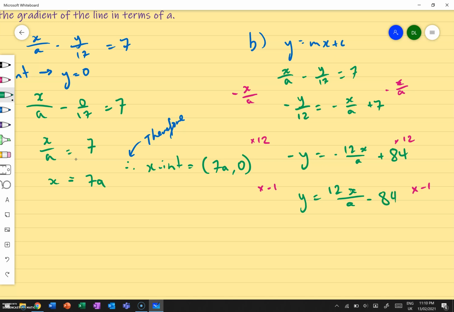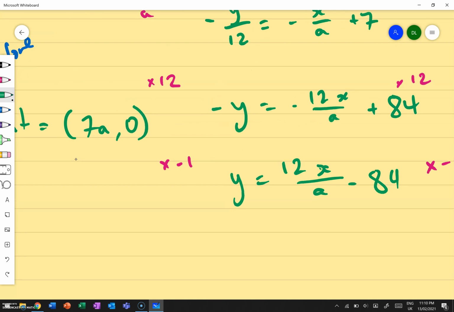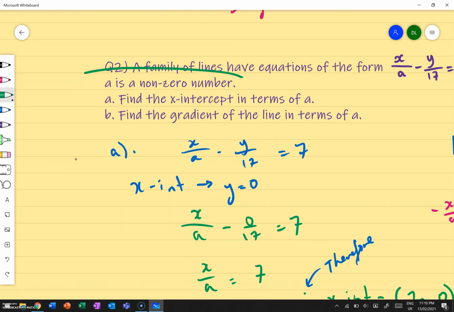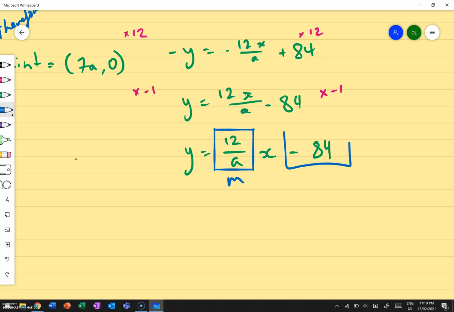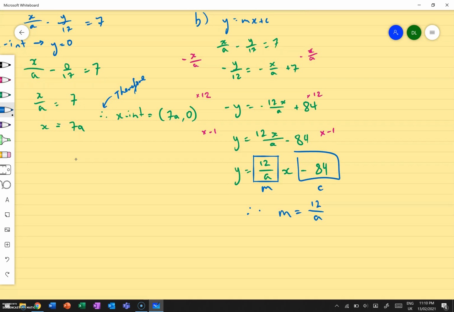Now remember that a is a constant value. So if we go back up over here, it says that a is a non-zero number. Okay, so remember it is a specific value. It's not a variable, it's a specific value in this case. So I've got y equals 17x over a. I can actually rewrite that as y equals 17 over a times x, take away 119. That does also stand true because that is one value. I can now say, remembering that we have y equals mx plus c, that this is my m and this is my c. And therefore, m equals 17 over a. And that is my final answer.